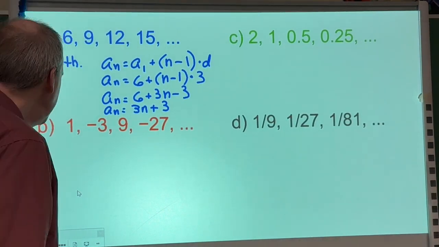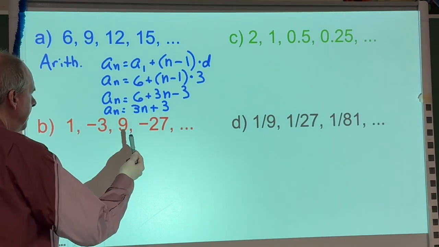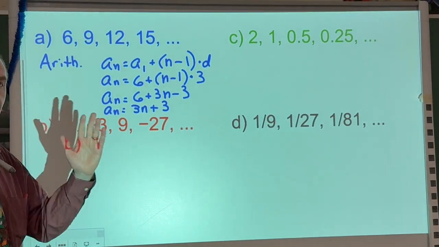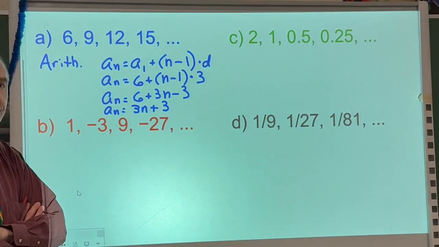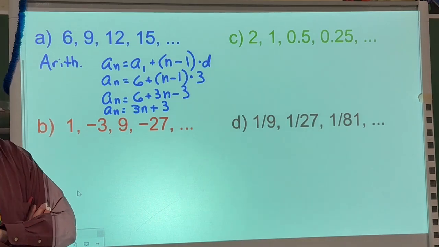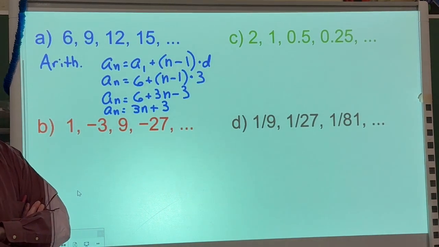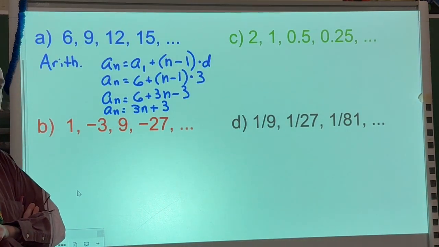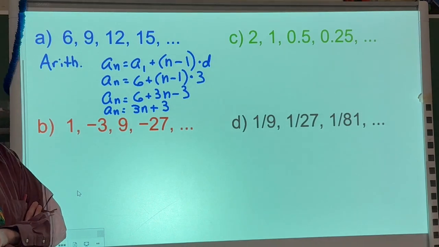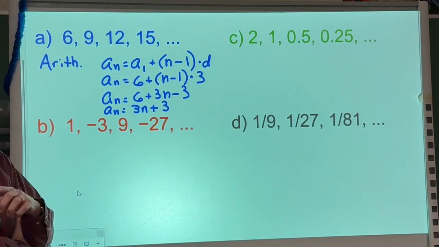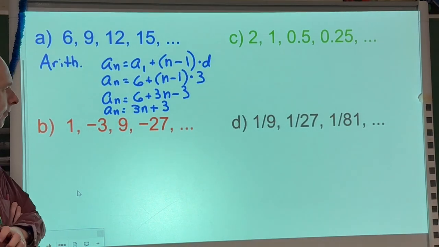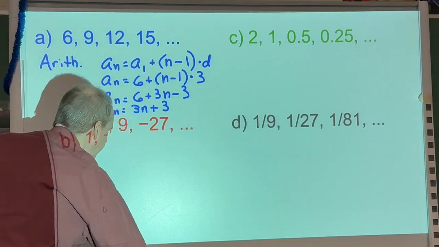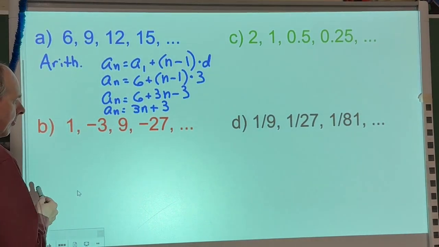All right, B. 1, negative 3, 9, negative 27. The alternating signs are a clue that you've got a geometric sequence. It's never going to happen with an arithmetic sequence. You can't go positive, negative, positive, negative with an arithmetic sequence. Geometric, you can when there's a negative involved. So, probably going to be geometric.